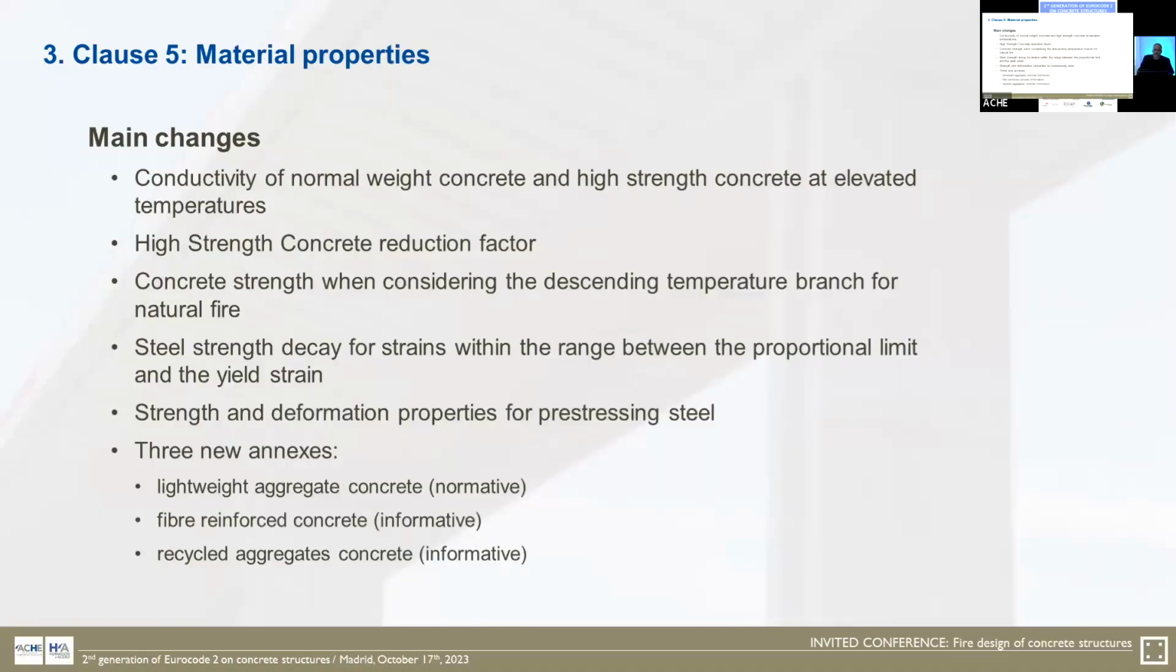So let's go to clause 5, dealing with material properties. Here are the main changes. We now have a unique conductivity curve for normal weight concrete and high strength concrete at elevated temperatures, and this is a big plus. Then we have a high strength concrete reduction factor, which is now only 1. Previously, we had 3 classes. We have provisions as regards the aspects I was just mentioning: what happens to concrete strength when you consider the descending temperature branch? So you clearly lose strength when you go up with temperature.